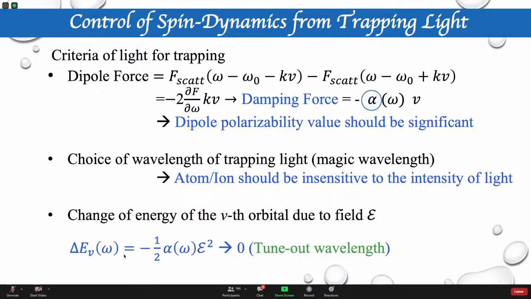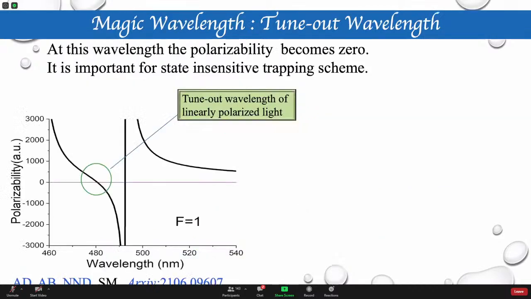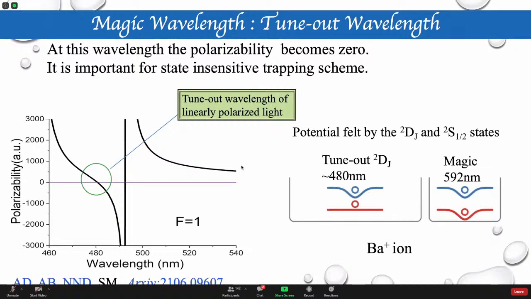The wavelength at which we don't see any change in the energy level of a particular state due to the external light is known as the tune-out wavelength. Some people say magic zero wavelength. This can be easily evaluated from calculation. Experimentally it is not possible to find out, but from theoretical calculation, if you use linearly polarized light and look at the polarizability versus wavelength for a particular state, like the ground state of the barium plus ion, you will see that at some wavelength the polarizability goes to zero, and that is the tune-out wavelength for that particular state or ion.